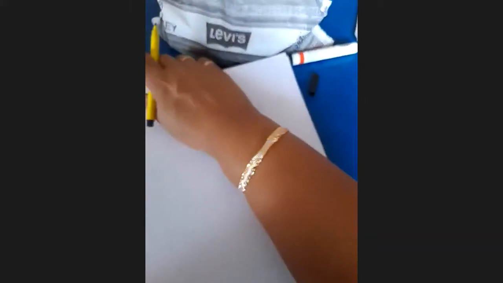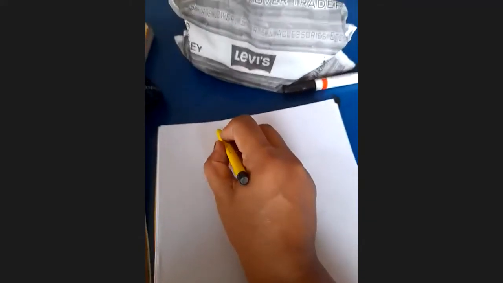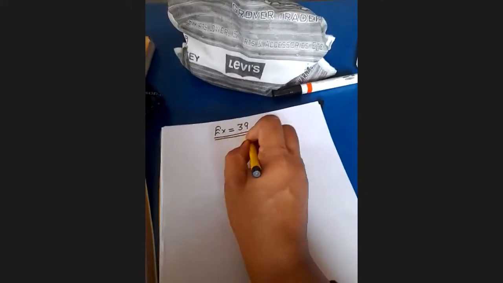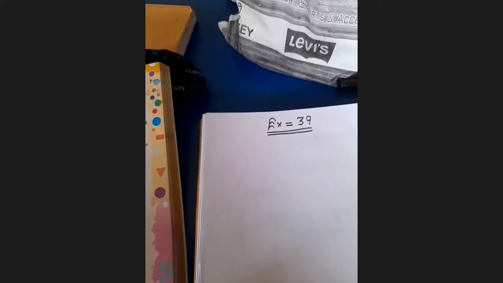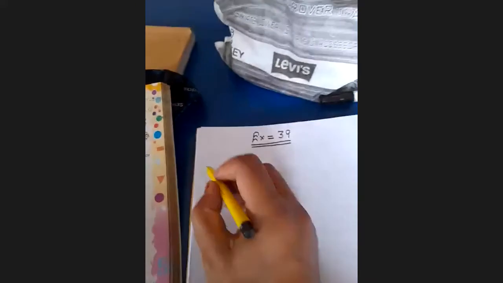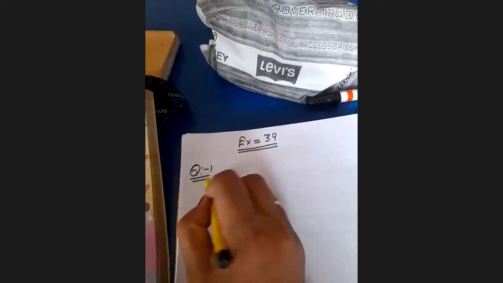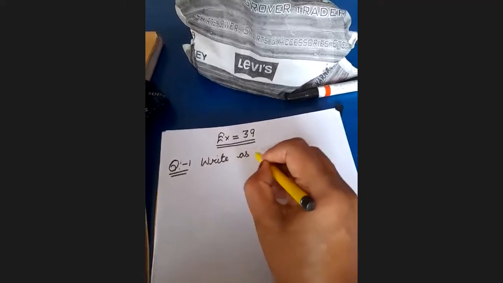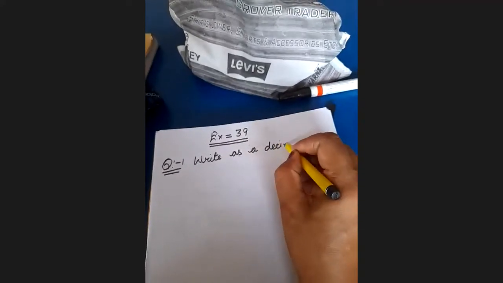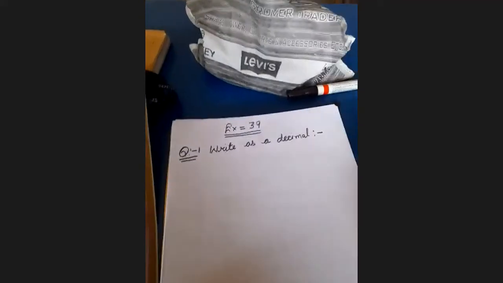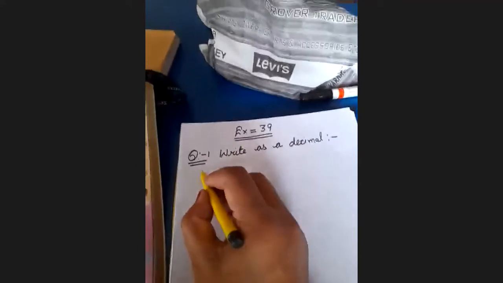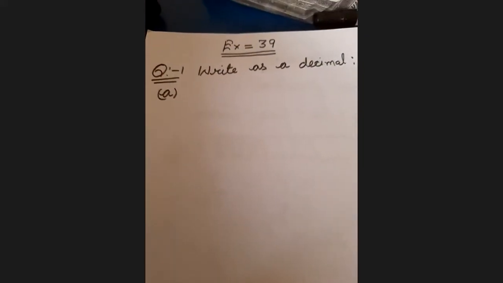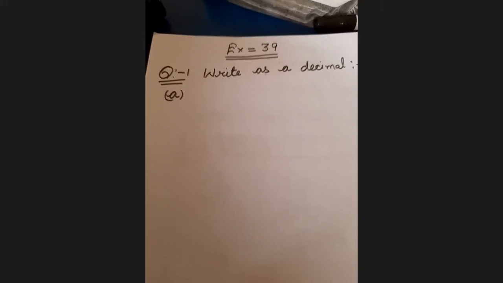Exercise 39. Your first question is, write each of the following as a decimal. Now students, your first is part A, 5/10. Your first question, part A, your statement is 5/10. Now write 5/10 in decimal form.